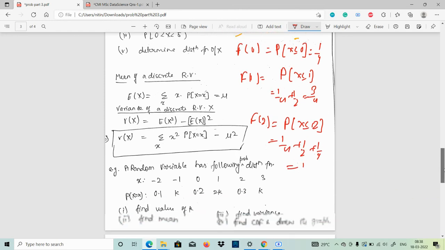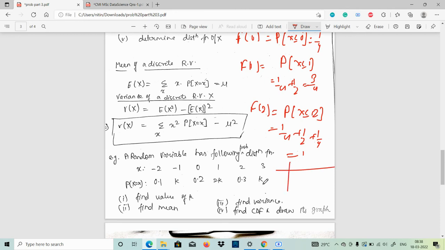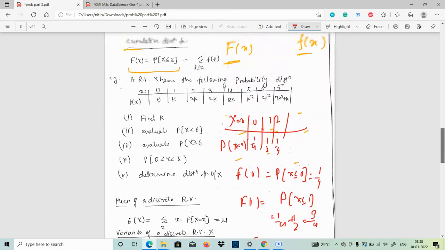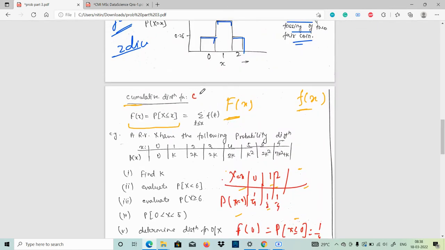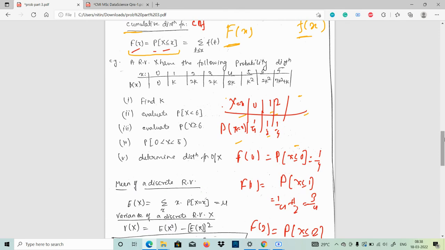So in this way, you can construct the function. This is F(x), and this is x equal to 0, 1, 2, and this will be your 1 by 4, your 3 by 4, and this is 1. This is called the probability distribution function, or cumulative distribution function, generally termed as CDF. The probability density function is PDF, or either PDF or PMF, probability mass function. PMF is for discrete and PDF is for continuous. CDF is simply defined as the probability that X is less than or equal to x, and you can find everything this way.